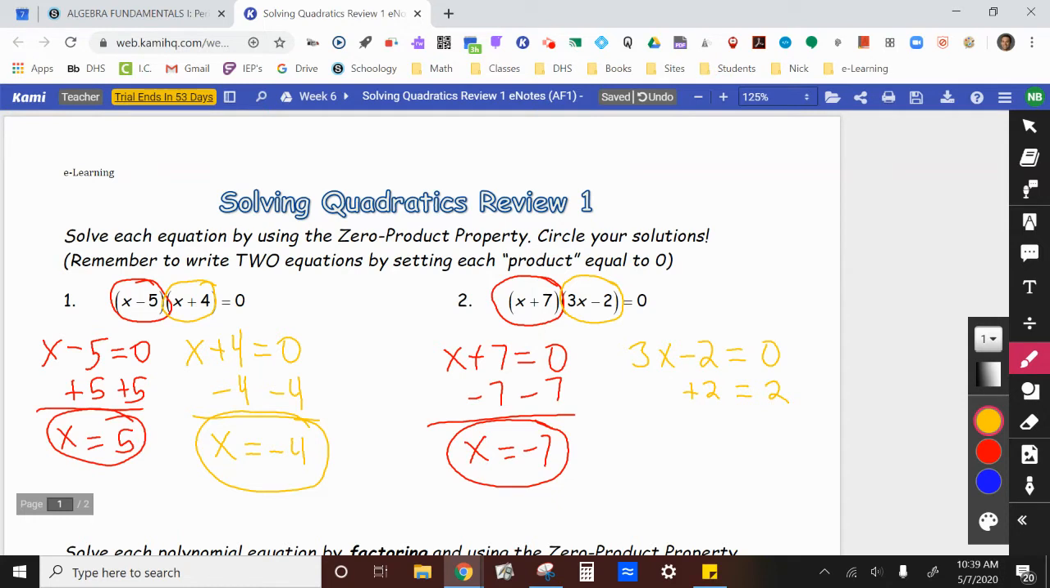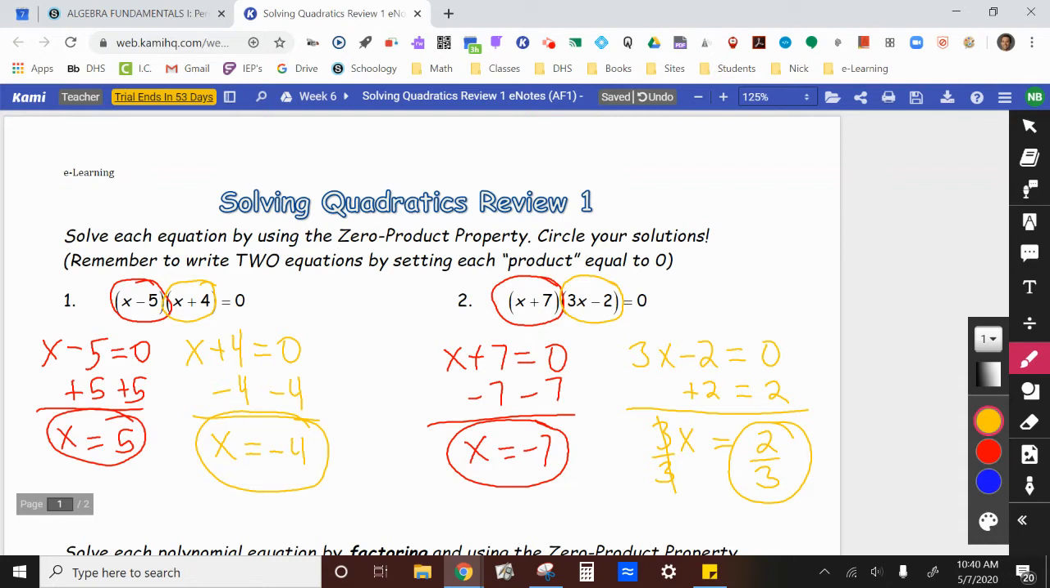To solve this one, we're going to add 2 to both sides first. Now we say that 3x is equal to 2. And now we divide by 3. If your fraction does not reduce, just leave it as 2 over 3. So those are my two solutions for number 2.